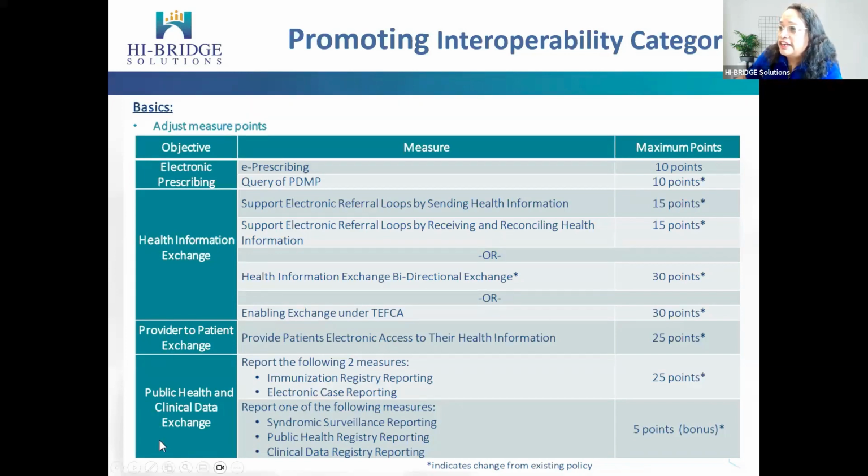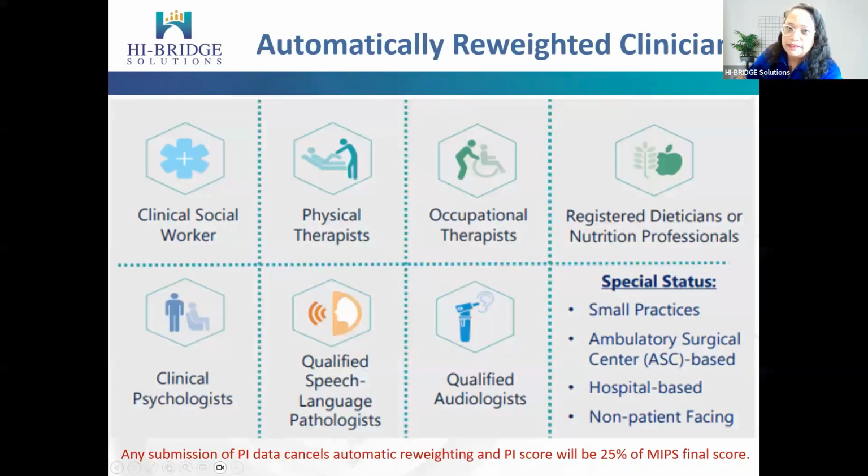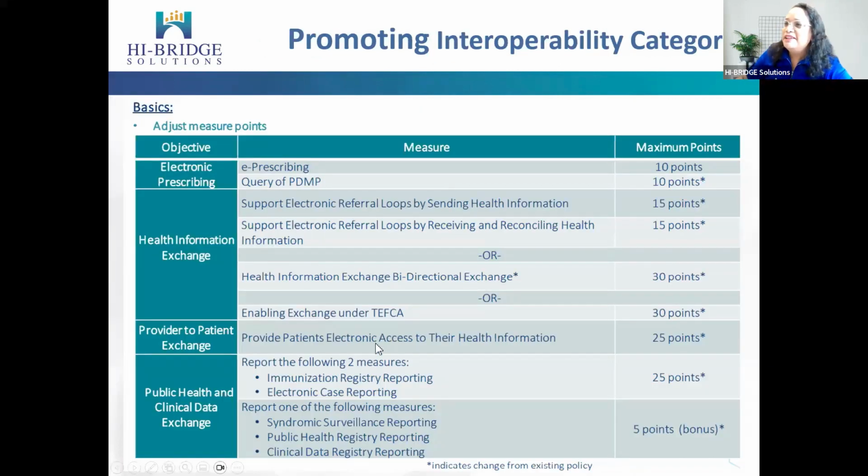So here are our 3 options. We can support electronic referral loops by sending health information using your electronic health record. Also by receiving and reconciling health information into your patient electronic health record. Another option is health information exchange, bidirectional exchange. And that would require using a health information exchange. And we'll talk a little bit more about that as one of the resources that we want to make sure that you're aware of a little later on in our presentation.